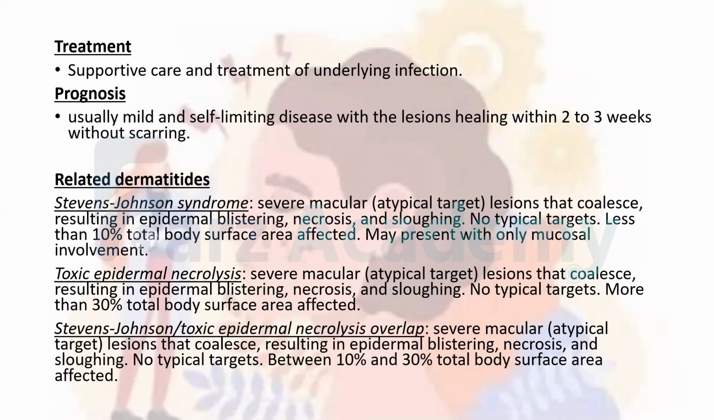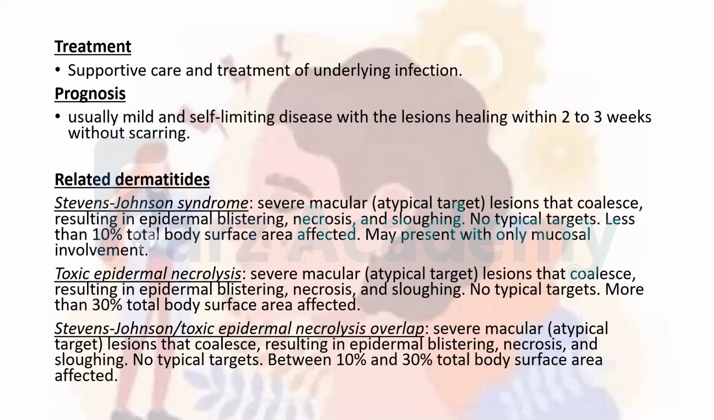All right. So firstly, we'll look at Stevens-Johnson syndrome. Here, there are severe macular lesions that coalesce, that is, they join together, resulting in epidermal blistering, necrosis, and sloughing. So here, you do not see typical target lesions. In Stevens-Johnson syndrome, what happens is all the lesions coalesce and combine together to form a very large lesion, where there's a blister, and also there is necrosis and sloughing of the skin. It involves less than 10% of the body surface area and sometimes it can also present with only mucosal involvement.